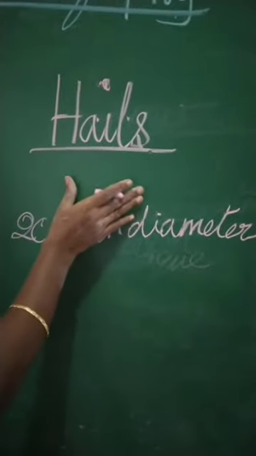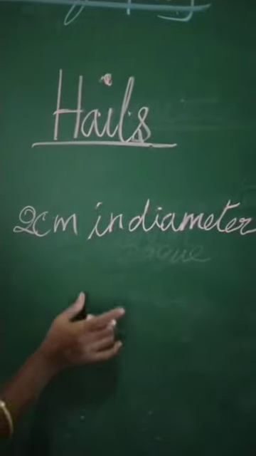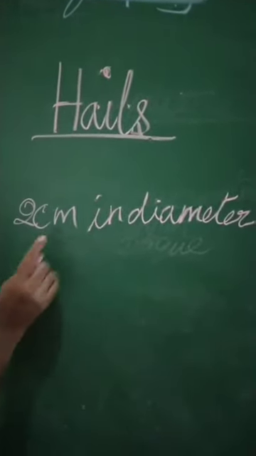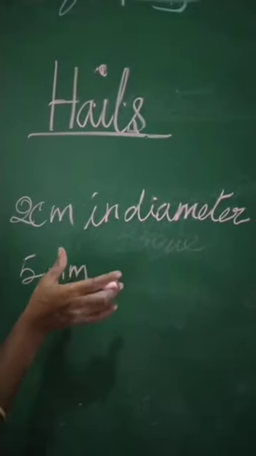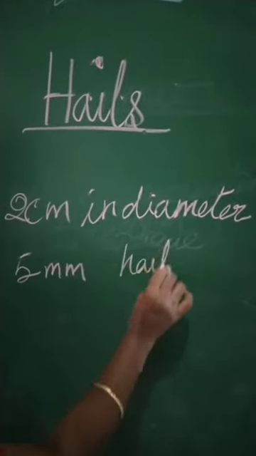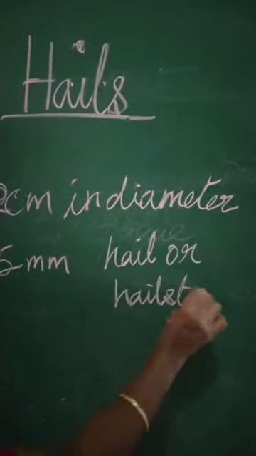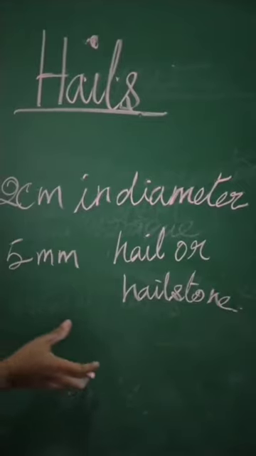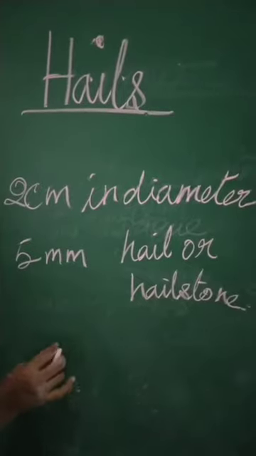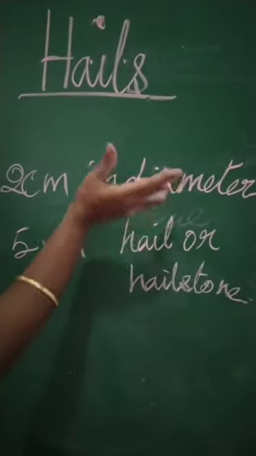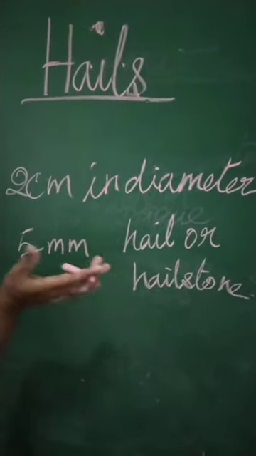Students, hail is the important one. The precipitation which consists of round pellets of ice which are larger than 5 millimeter in diameter is called hail or hailstone. A hailstone starts as an ice pellet inside a cool region of a cloud. Strong updrafts in the cloud carry the hailstone up and down through the cool region many times.